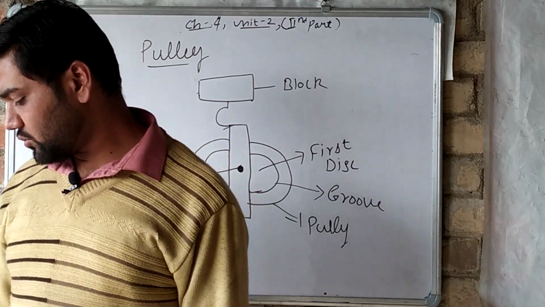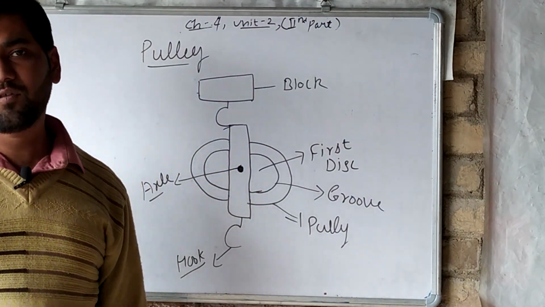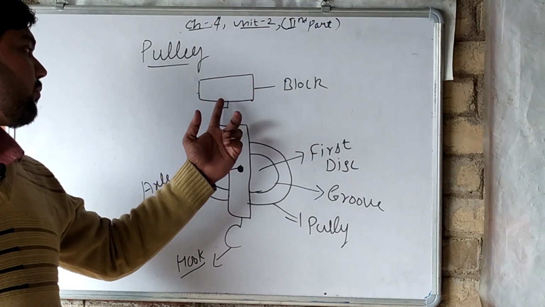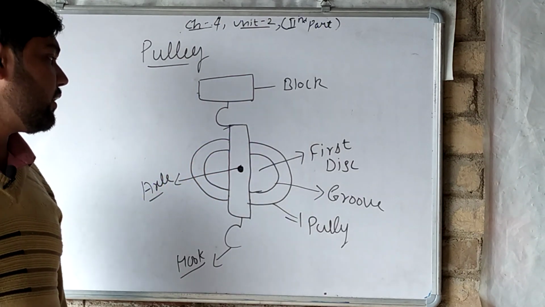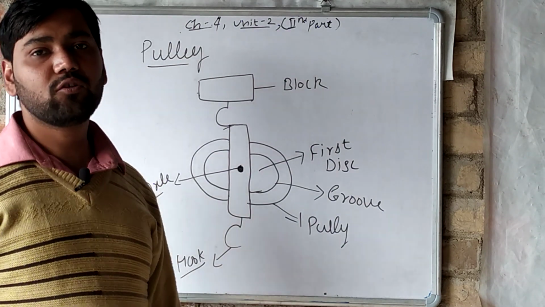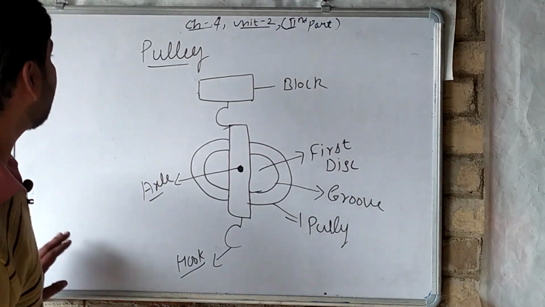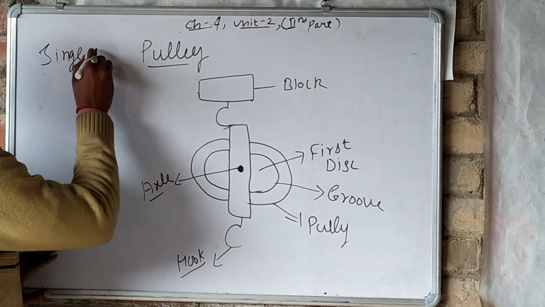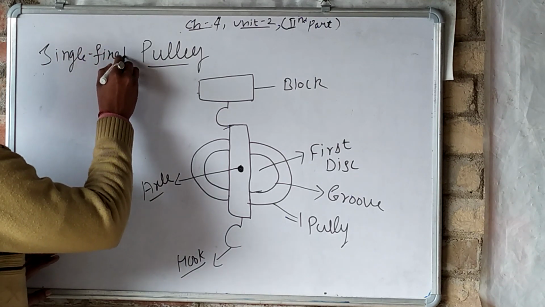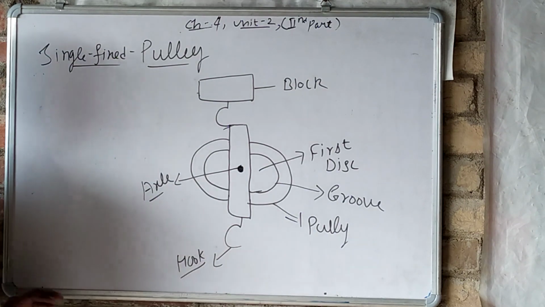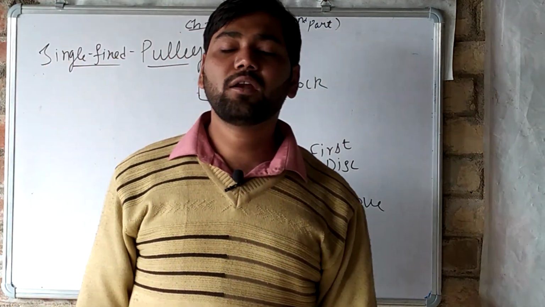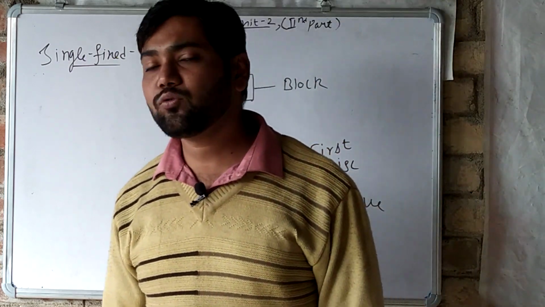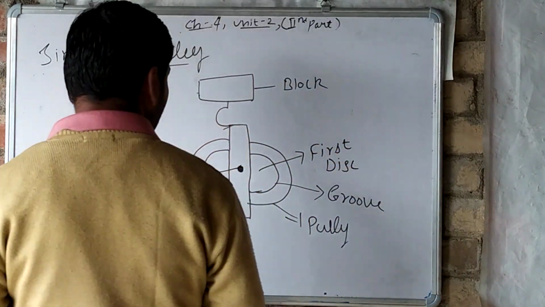It is also called a single fixed pulley. It is fixed from here. It is a block, and from that block the pulley is fixed, and this pulley is also known as a single fixed pulley. And what is the use of the single fixed pulley? It is used to lift heavy loads.